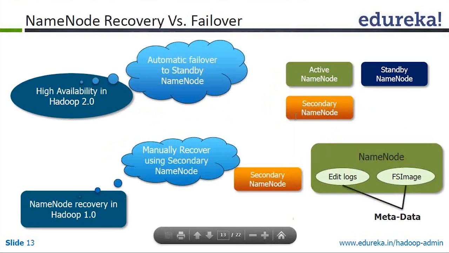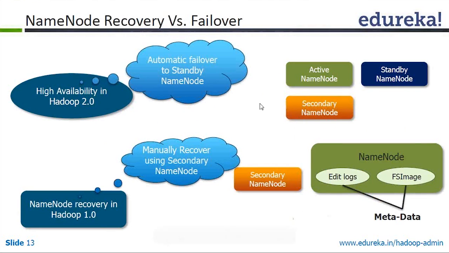Okay. So in Hadoop 2.0, we have an active failover to the standby name node. We have automatic failover set up for the name node. In Hadoop 1.0, this had to be done manually, and in Hadoop 2.0, we have automatic failover HA that we can configure for the name node.